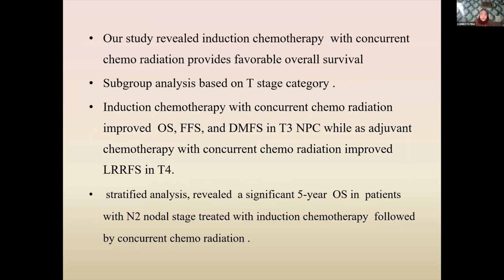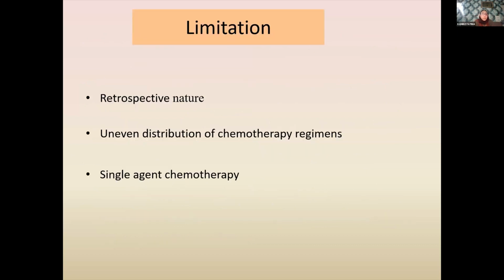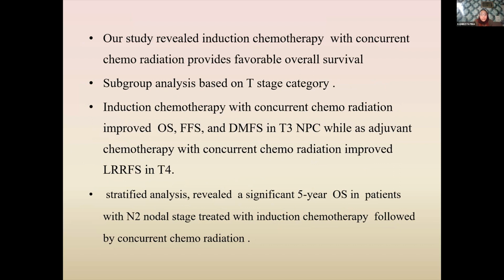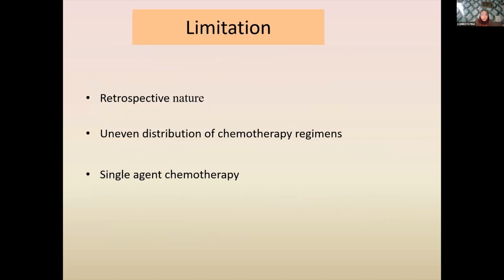A subgroup analysis based on the T-stage category showed that induction chemotherapy with concurrent chemoradiation improved the overall survival, failure-free survival, and loco-regional relapse-free survival in T3 nasopharyngeal carcinoma, while adjuvant chemotherapy with concurrent chemoradiation improved the loco-regional relapse-free survival in T4 disease. Stratified analysis revealed a significant 5-year overall survival in patients with N2 nodal disease treated with induction chemotherapy followed by concurrent chemoradiation.